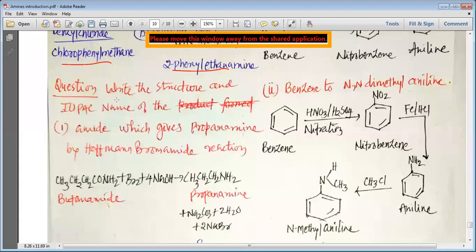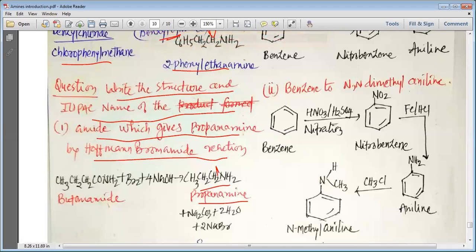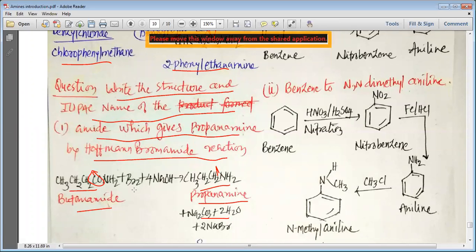Now we have the next question. Write the structure and IUPAC name of the amide which gives the propanamine by the Hoffmann bromamide reaction. So we want to get propanamine. So we need to add extra CO here. So we have already added CH3, CH2, CH2. If we add extra CO here, that is the amide that can give the propanamine by the reaction with Br2 and NaOH, and that is what is known as the butanamide.